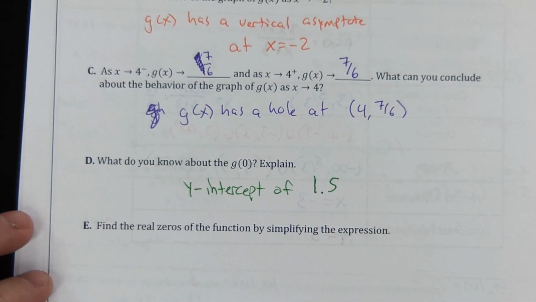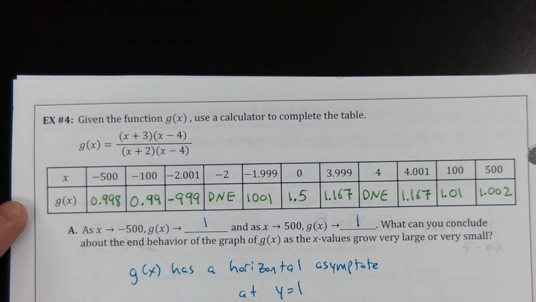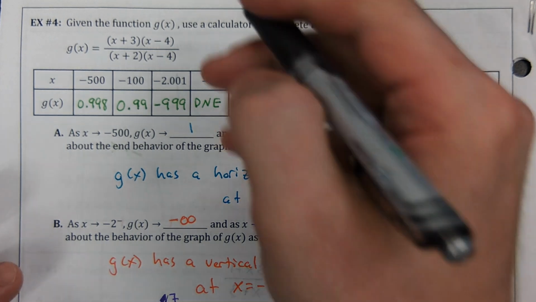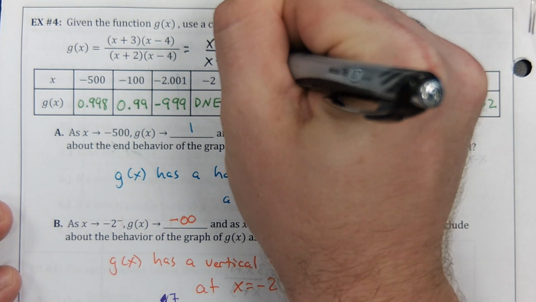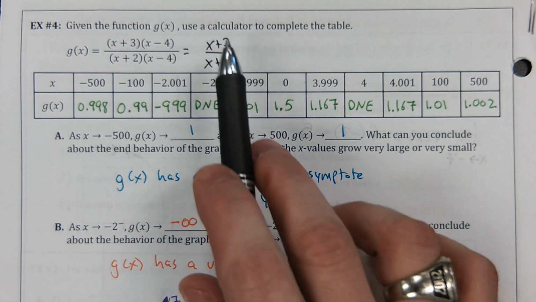It says find the real zeros of the function by simplifying the expression. Now we're allowed to look all the way back to the top. Hey, look, there's an expression up here. It says simplify it. It simplifies to this. Obviously, it doesn't exist at x equals 4 still, but where are its zeros if there's more than 1? At x equals -3. Yep, because that's what makes the numerator equal 0.